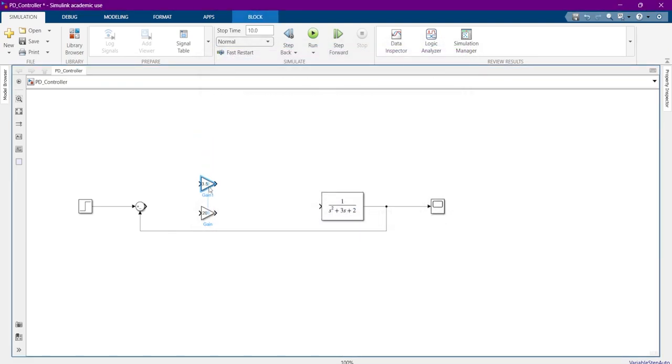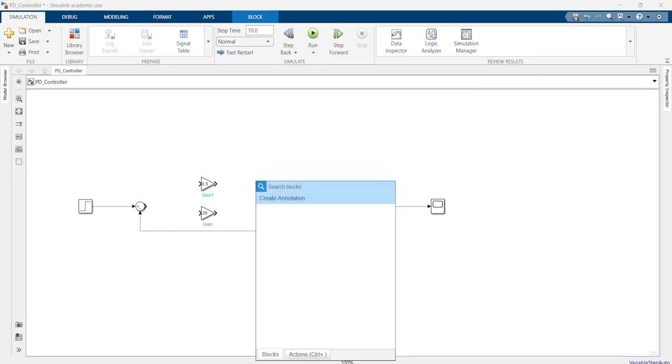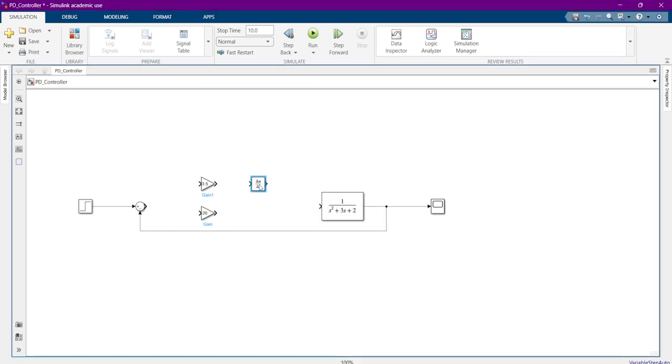So how are we going to represent S? Now, S is simply a derivative action. So we may add a derivative block in here. And this derivative block simply represents S.